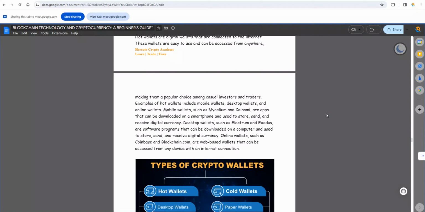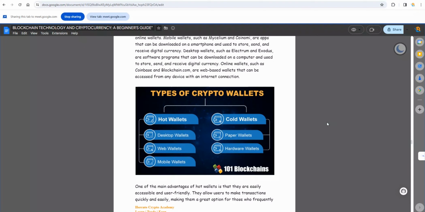Online wallets such as Coinbase, Blockchain, Binance, OKEx, Bybit, KuCoin and Gate.io are web-based wallets that can be accessed from any device with an internet connection. So that is basically what hot wallets are: any wallet that is connected to the internet, and you can access it from the comfort of your phone or your computer so far as you have internet.